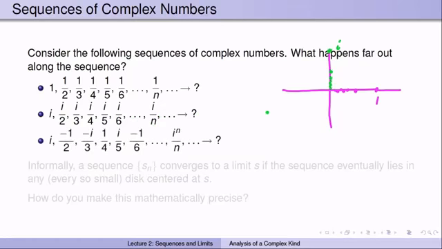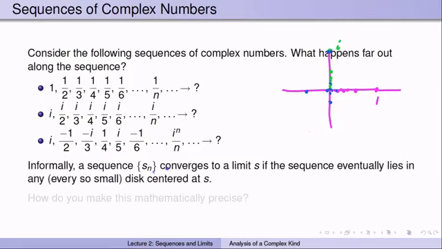Let's look at another sequence. i, minus 1/2, minus i over 3, and so forth. So i, again, is this point right here, minus 1/2, that seems to be here, minus i over 3 over here, 1/4, i over 5, minus 1/6, minus i over 7. So these points kind of spiral around the origin, but again, they're getting closer and closer to the origin. We say all these three sequences converge to 0.